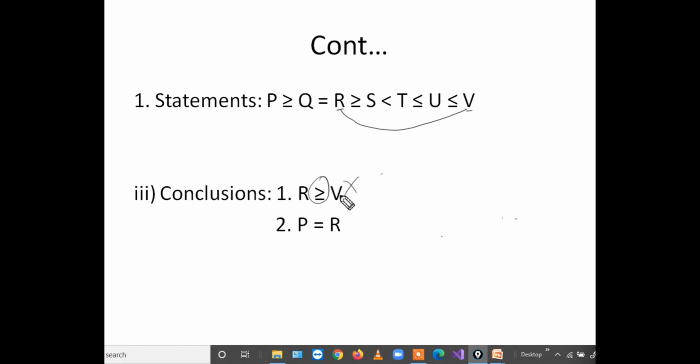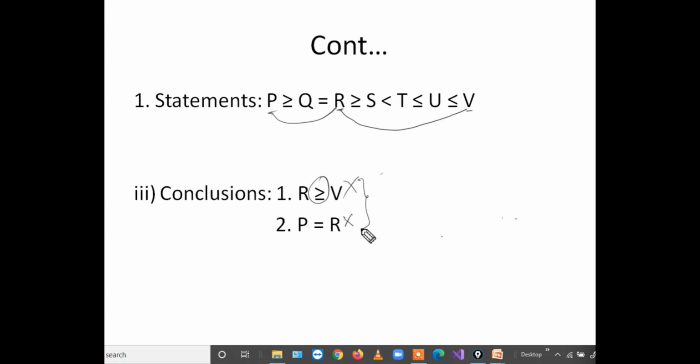Next, between P and R. So P is here, P is here, R is here. Between P and R, is there any opposite polarity? No. So we can combine. So what is the combination of greater than or equal to with equal to? So relation must be greater than or equal to, but here only equal to is given. There is no greater than. That's why it is also not follows.